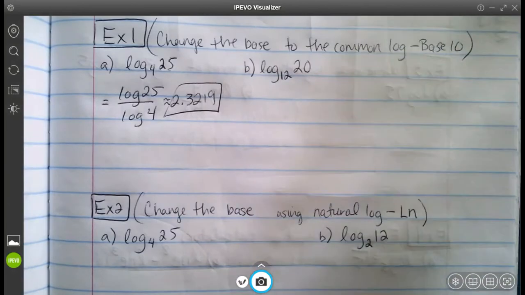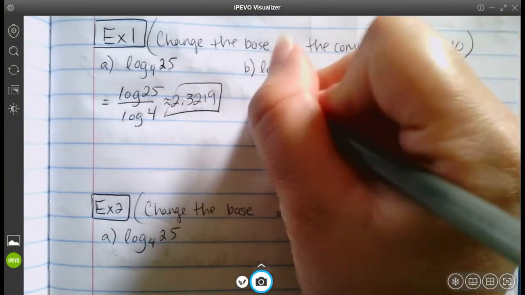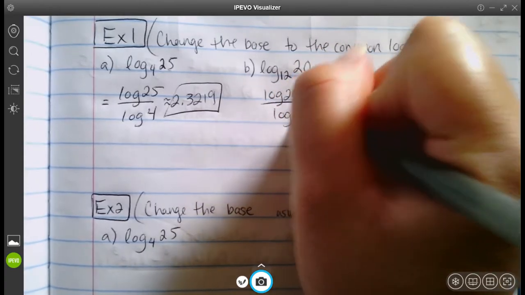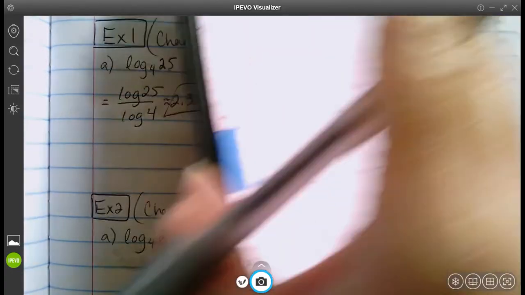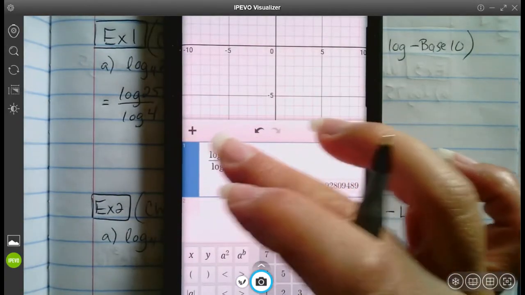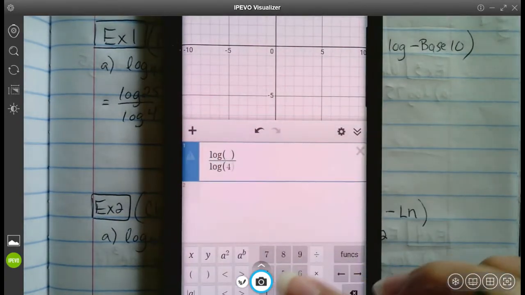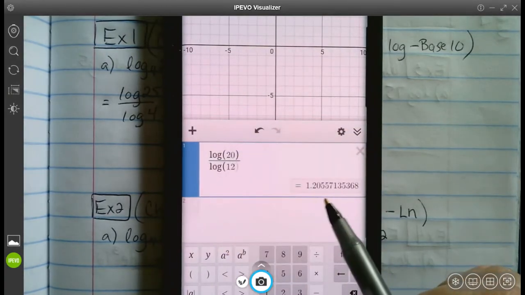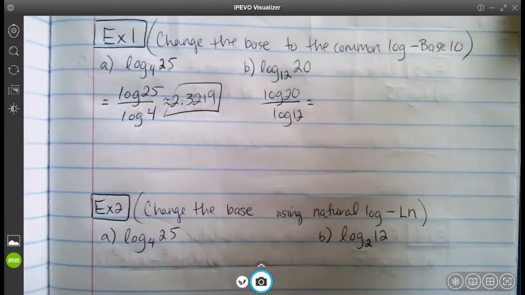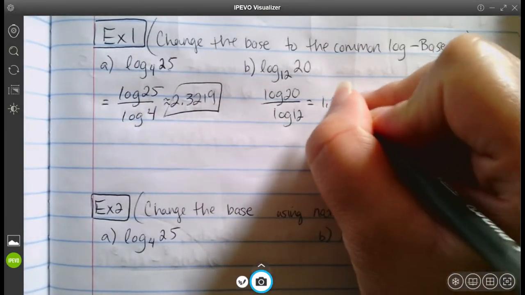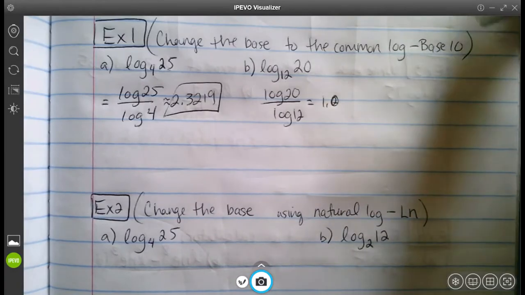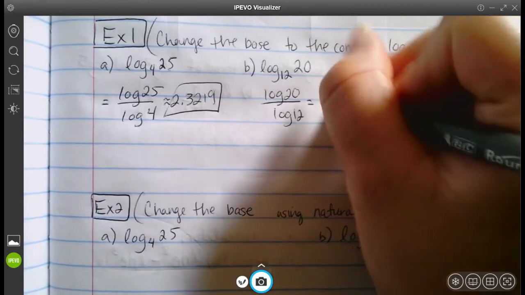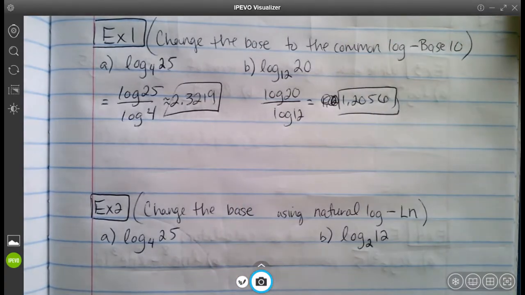Same deal with this one. Now we're going to go ahead and do it with these numbers. So we have log of 20 over log of 12. Just plug them in. Based on what I already have here, I can go ahead and just rewrite them. Log of 20 over log of 12, and that's 1.2056. Okay, and that's basically it, guys.